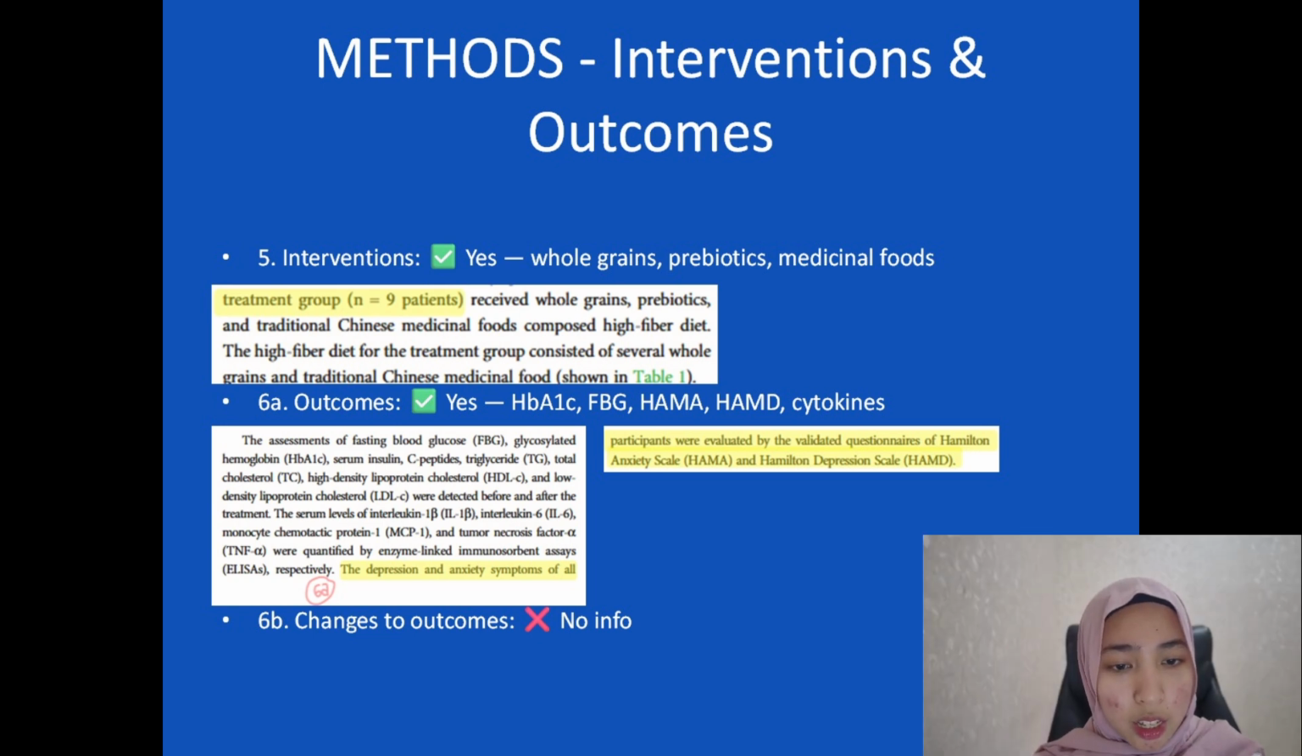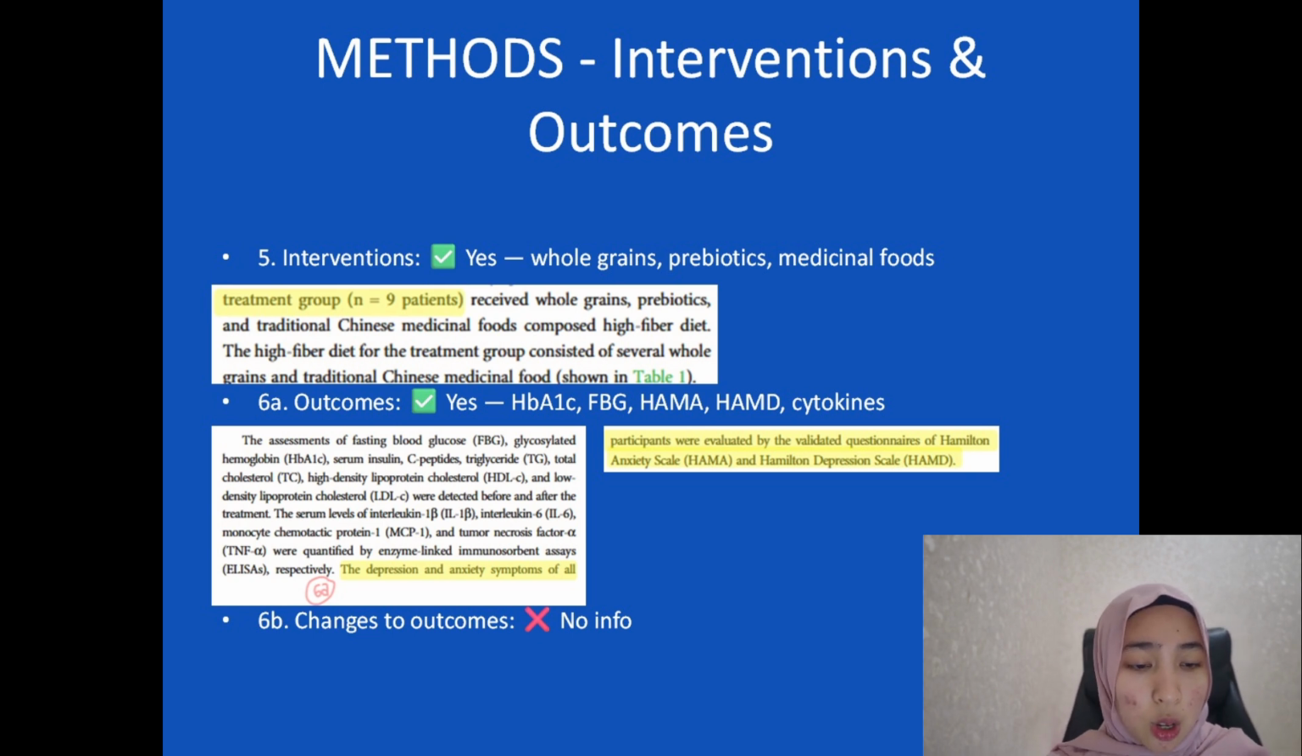For the next part, it's about outcomes. It's for items 6A and 6B. Item 6A looks for clearly defined outcomes. In this article, outcomes included blood glucose, insulin, lipids, inflammation, and mood. There is a quote: the depression and anxiety symptoms were evaluated by HAMA and HAMD questionnaires. But item 6B is not mentioned in the article, so this is a reporting gap. Item 6B talks about any changes to outcomes during the trial.